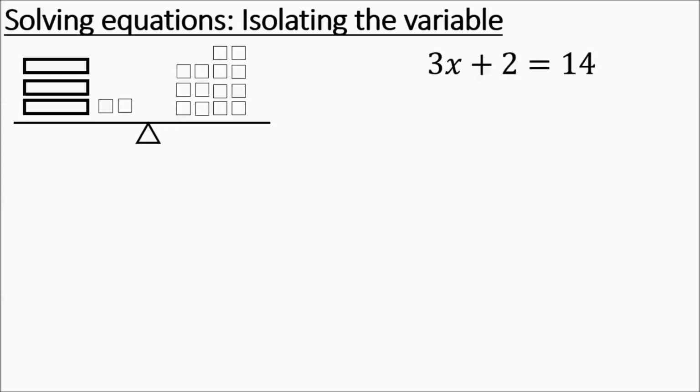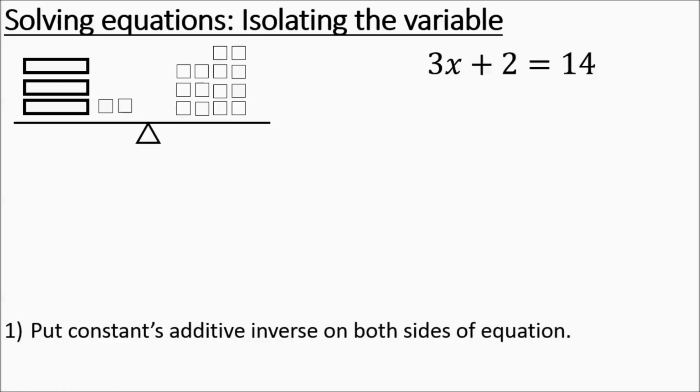We've got our equation of 3x plus 2 equaling 14. We're going to put the constant's additive inverse on both sides. So our constant is 2. We're going to put a negative 2. If we do it on the left side, we have to do it on the right side as well.